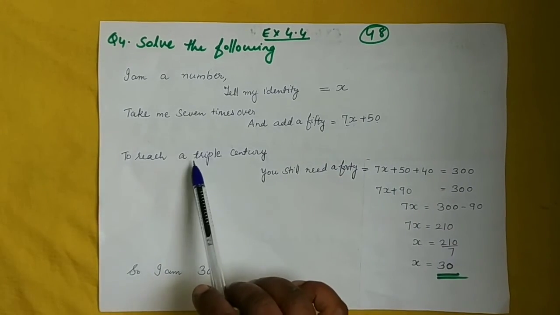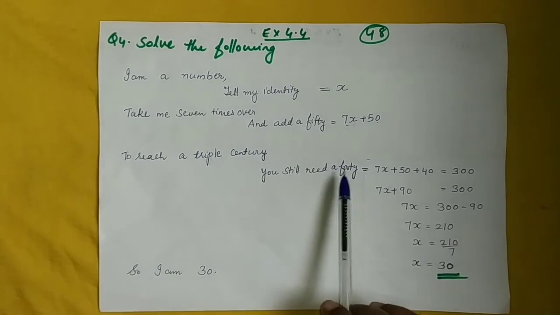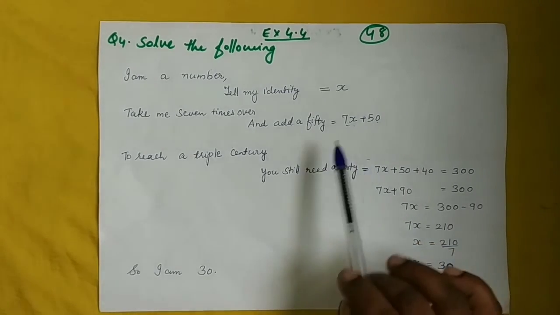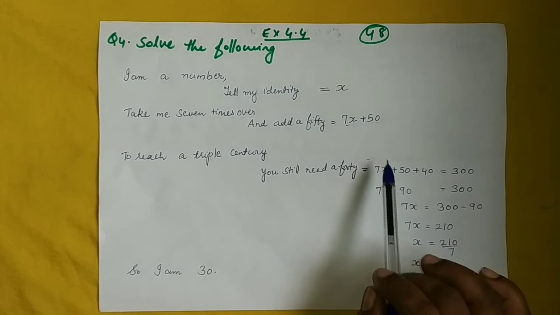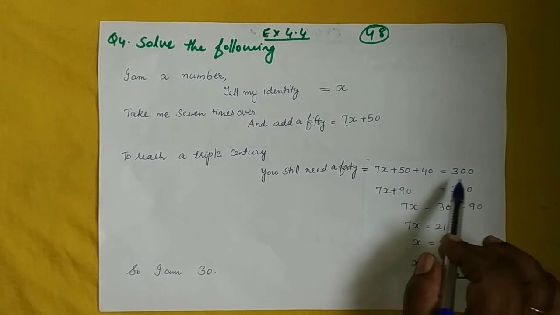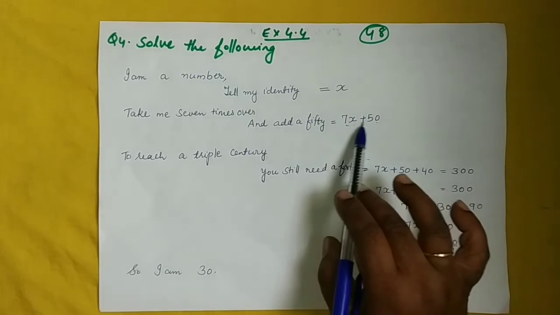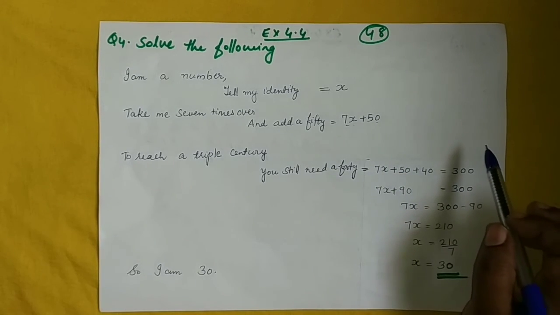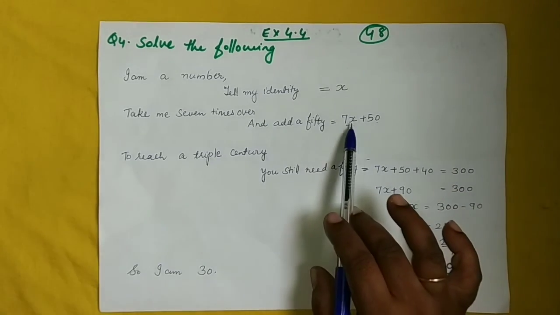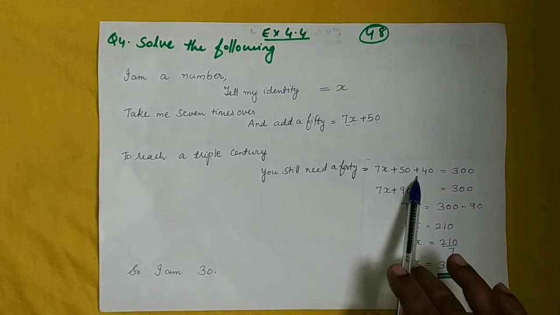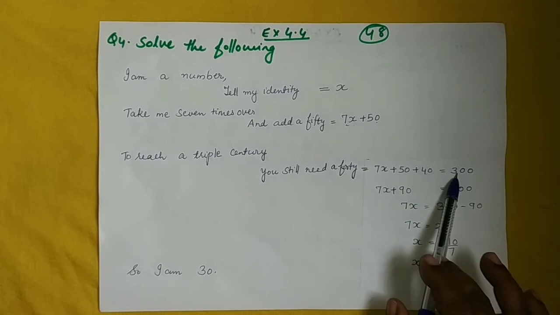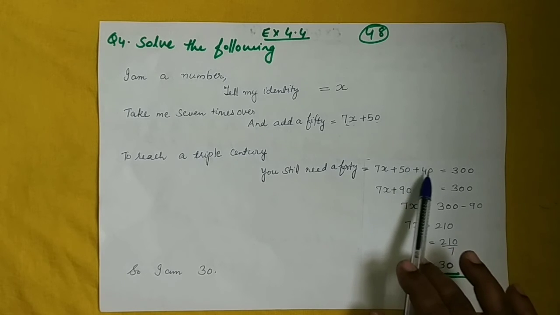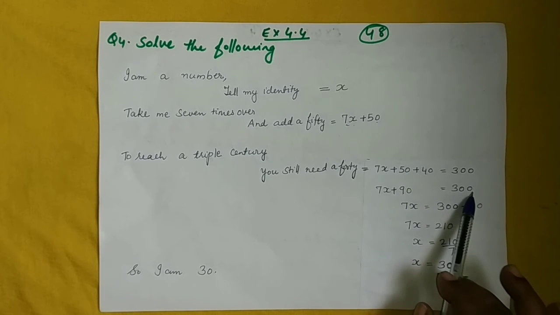Now what is given? To reach a triple century, you still need a 40. If you add 40 to this, we will reach the triple century. Century means 100. Triple century means what? 3 into 100, 300. So along with this, we have to add 40, because to reach the triple century you need 40 more. Already we have 7x plus 50. With that we are adding 40, and it is equivalent to 300. That means 7x plus 50 plus 40, which is 90, is equivalent to 300.